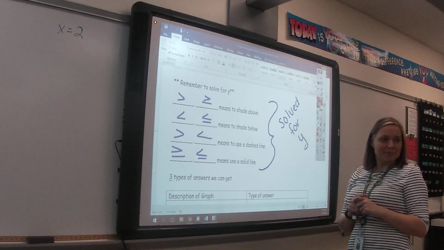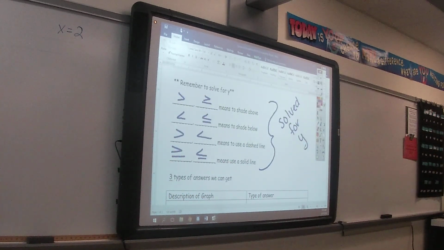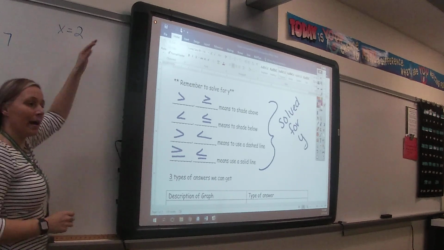So if we have an equation like 5 plus x equals 7, what does x equaling 2 tell us? We're thinking too much about graphing. I'm not asking you about graphing. I'm asking you about solving and x equaling 2.